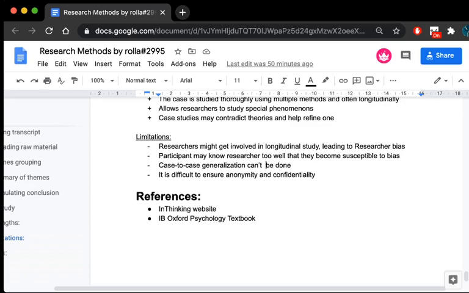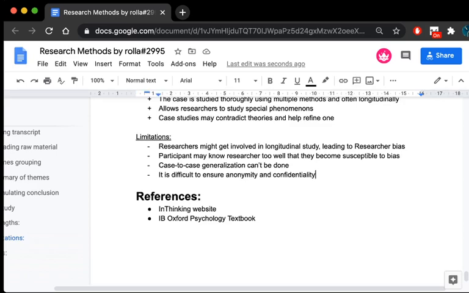The bad side of this is also that case-to-case generalization can't be done because it's usually a very special case. So you can't just say, oh yeah, I can relate this very concerning and traumatic situation to average people. That's totally possible? No, you can't do that.